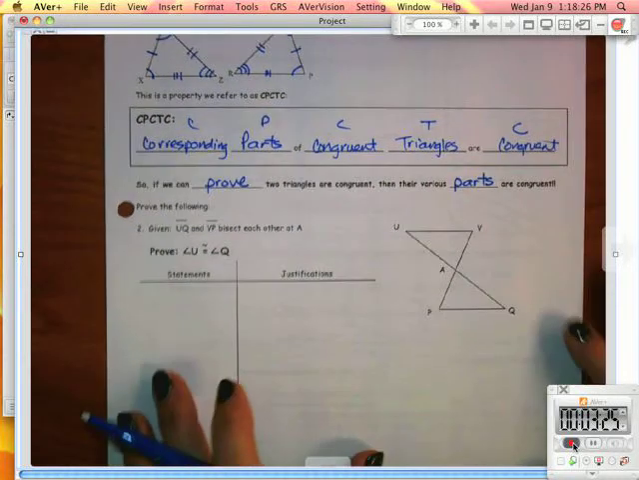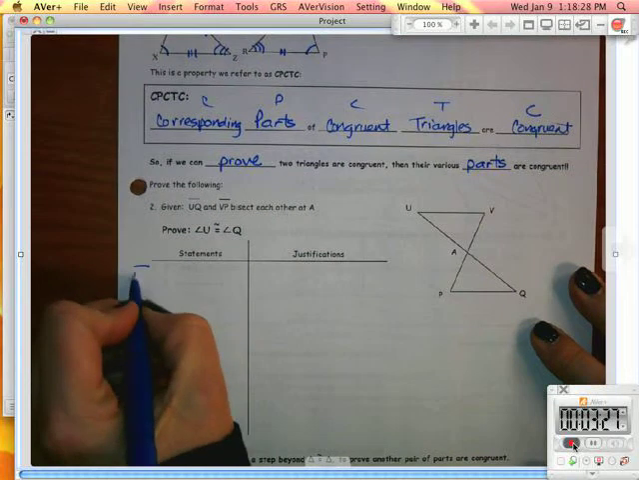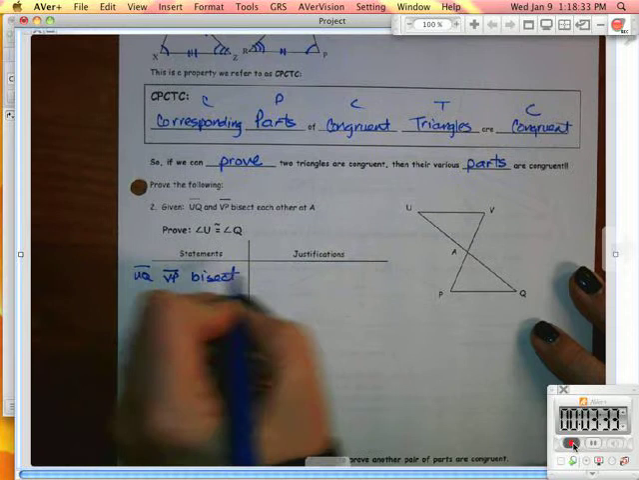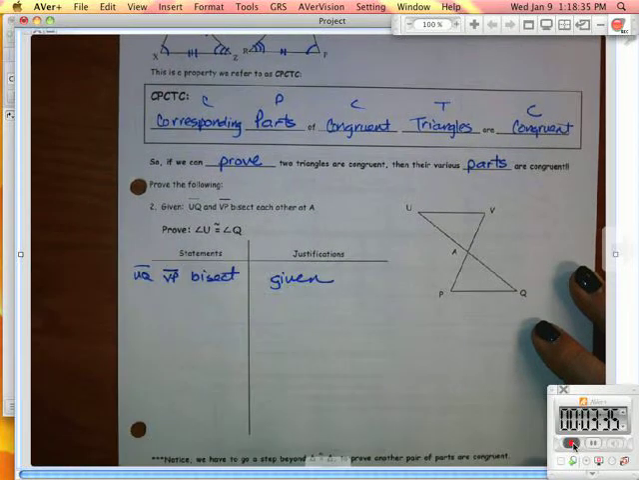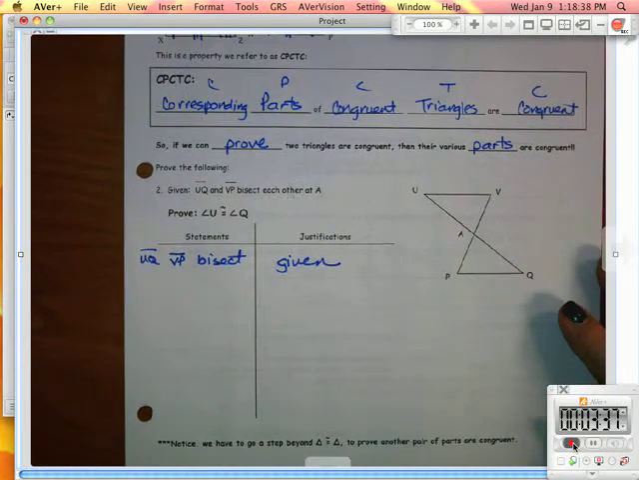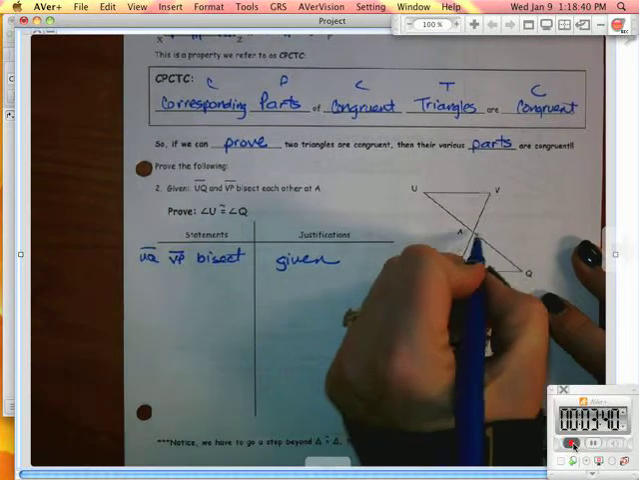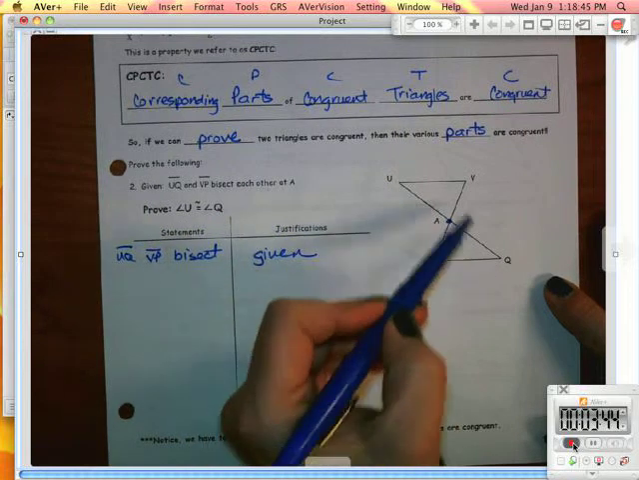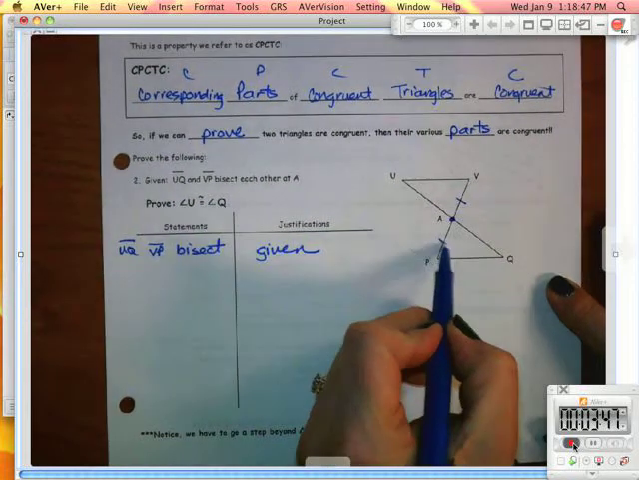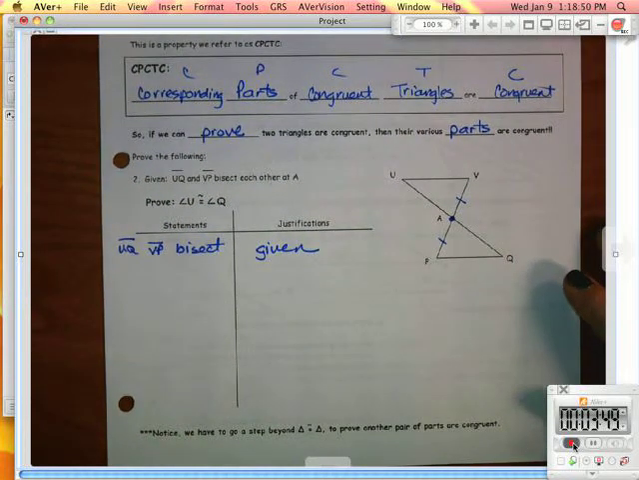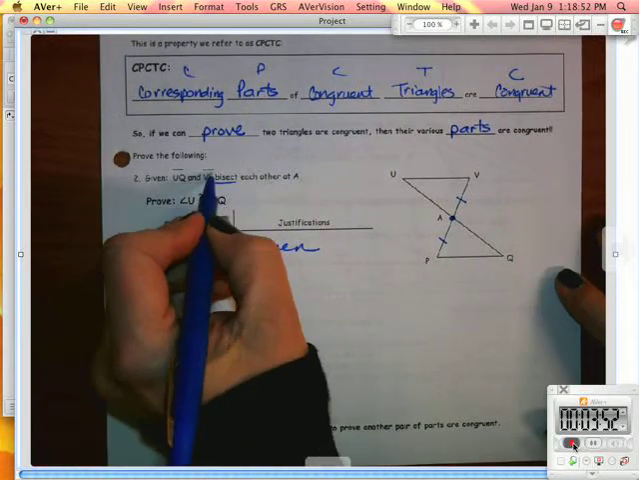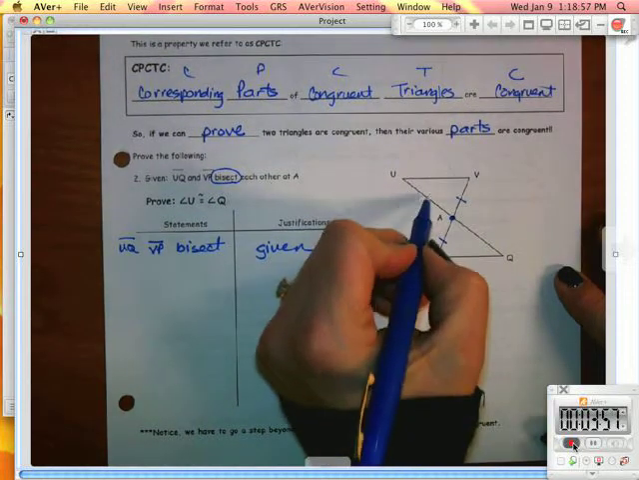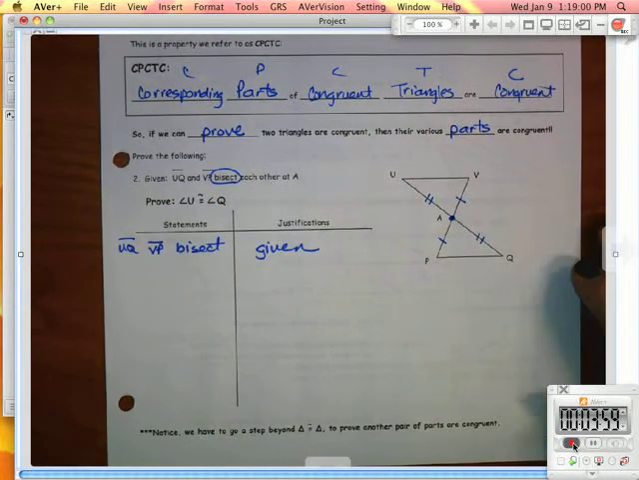So, the first thing is, you guys already wrote your givens, yes? That's an easy one to write. Just write it like that. UQ and VP bisect each other at A. All right, now I'm going to mark up my drawing here. If UQ bisects VP, then I know that these segments are congruent by the definition of what? Yeah, use this word here, the definition of bisector. If this bisects this, then I know that those segments are congruent as well. Definition of bisector.